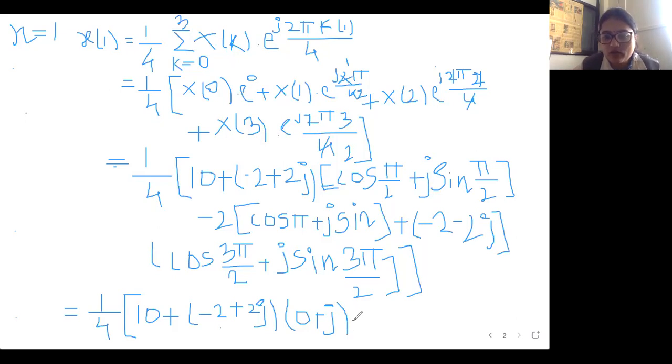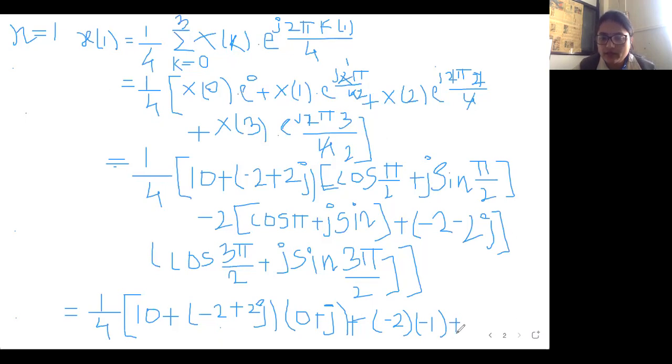The next value is minus 2. So I will write here minus 2, which is going to be multiplied by cos pi. What is the value of cos pi? The value is minus 1.